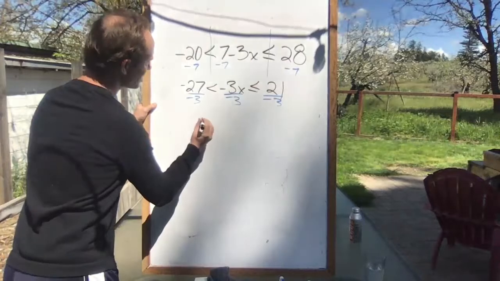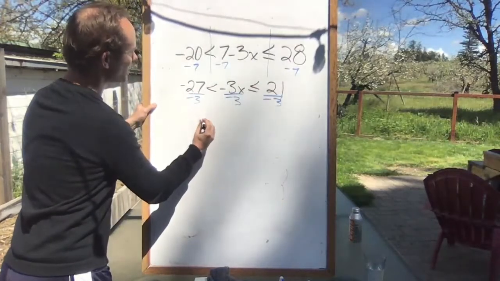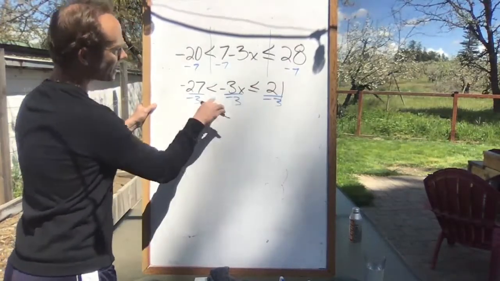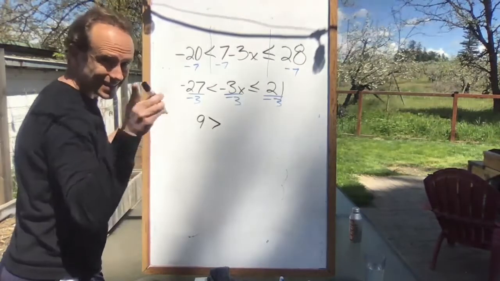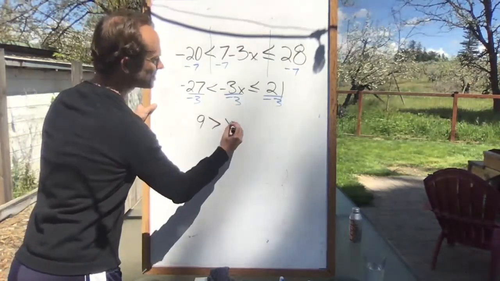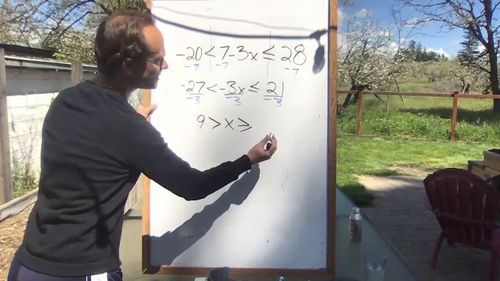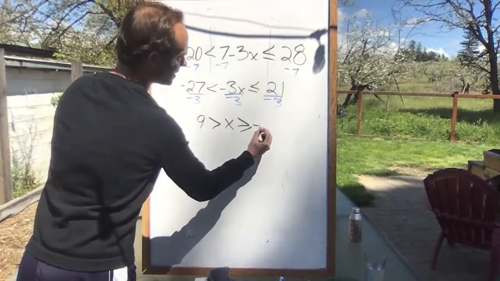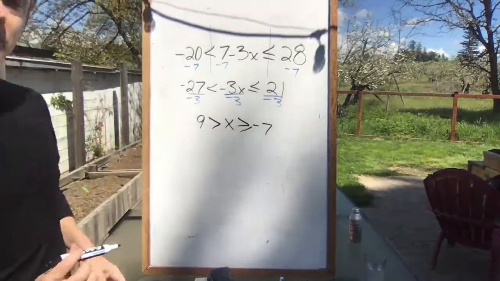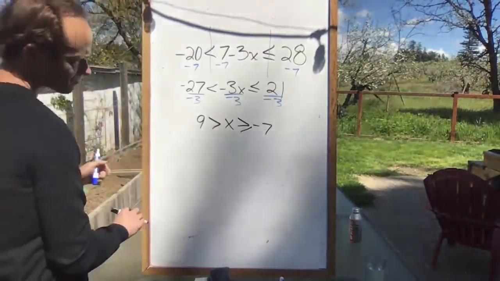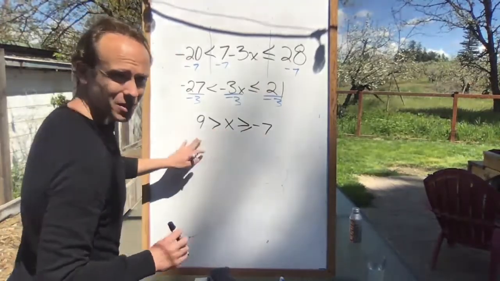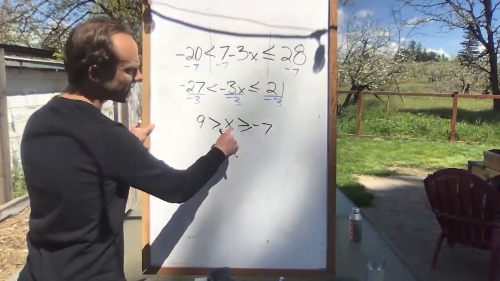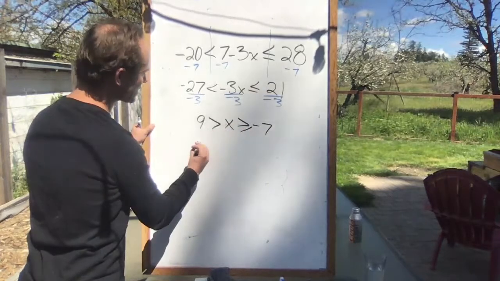Gorgeous. Now we're going to knock that out and go with 9. When you divide by a negative, you do flip the inequality. There you go. So we got x, and we flip that around. 21 divided by -3 is -7. So that's the answer. Now, what we normally do is put the smallest number on the left, so I have x greater than or equal to -7.